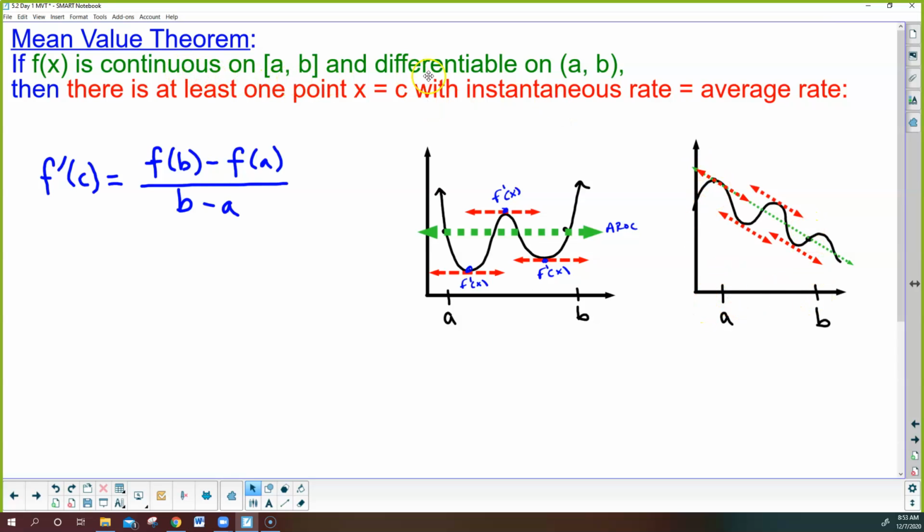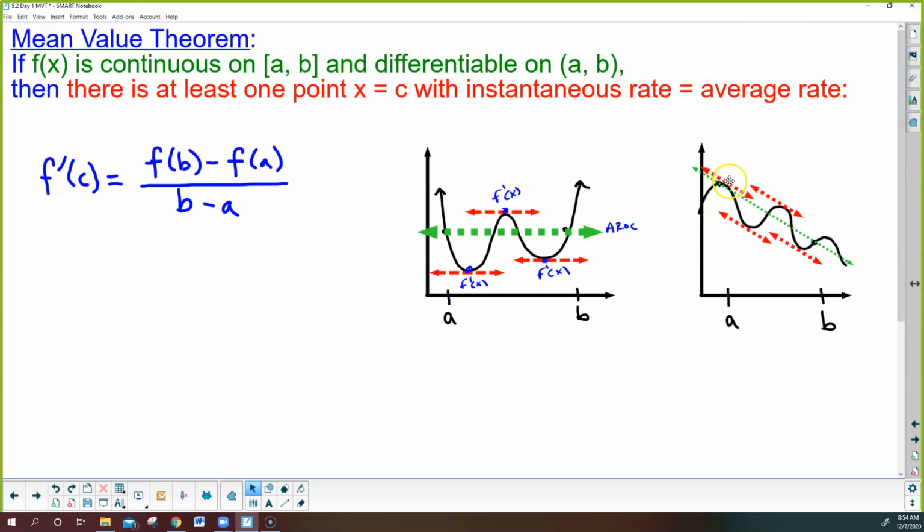But A is continuous and differentiable. There's no corner cusps on here or discontinuity that's going to break it up. And I may leave this red one right there. It looks like there might be another point. But there's 1, 2, 3, 4 spots between the interval A and B where the average rate of change is equal to the derivative, or the instantaneous rate of change.